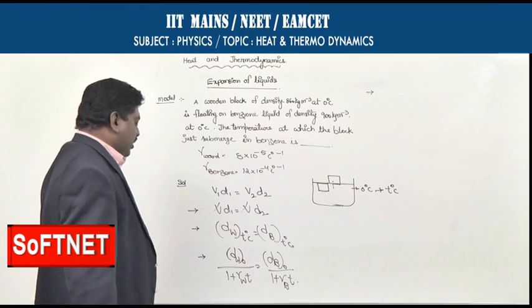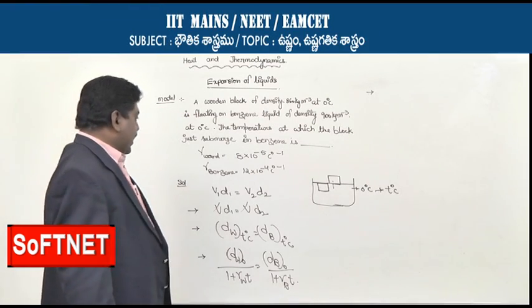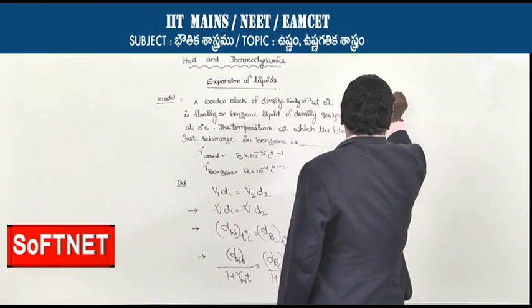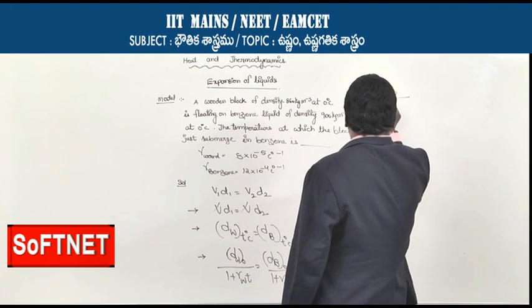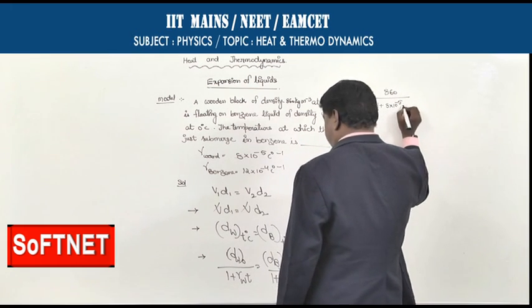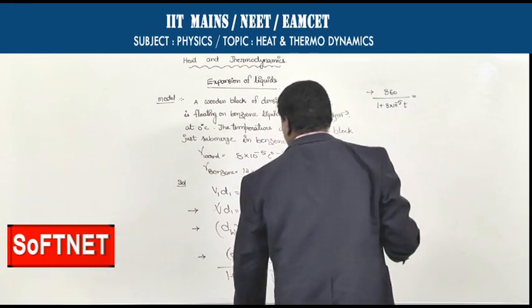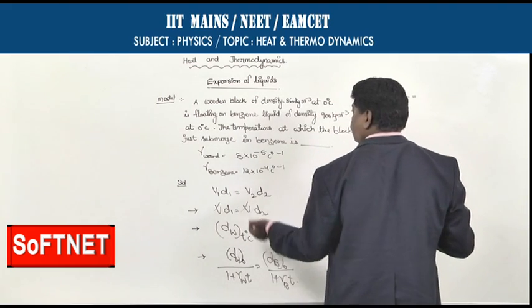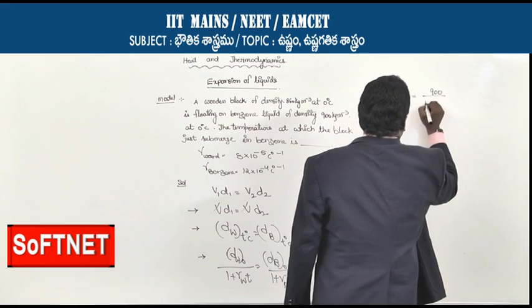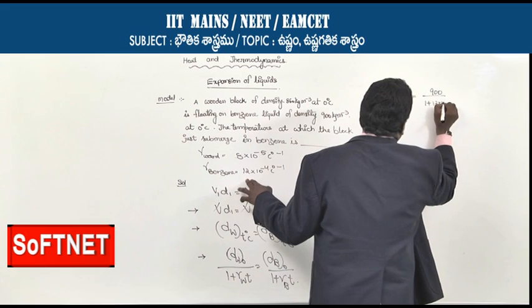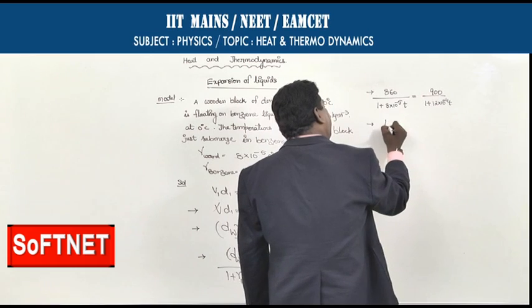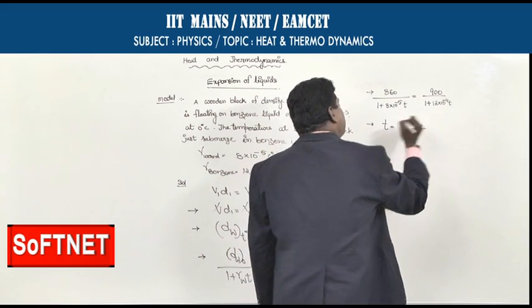Let us substitute the values in this expression. So we get the density of wood, which is given as 860 divided by 1 plus γ of wood, given as 8 into 10 to the power of minus 5 into the temperature, equal to the density of benzene, given as 900 by 1 plus 12 into 10 to the power of minus 4 T. On simplifying this equation, we are getting T is equal to 42 degrees Celsius.